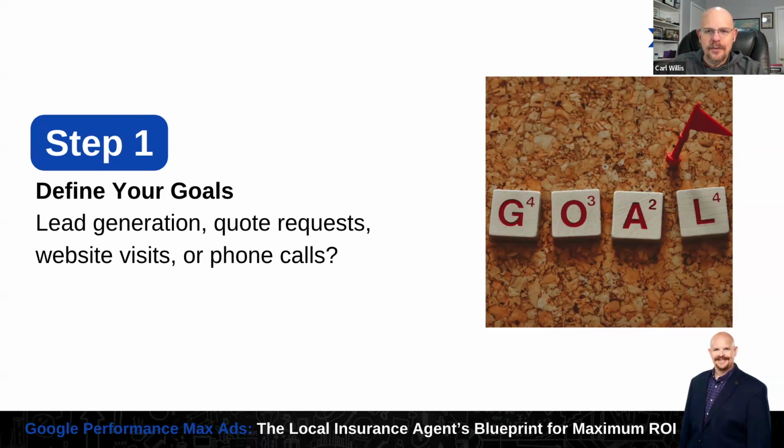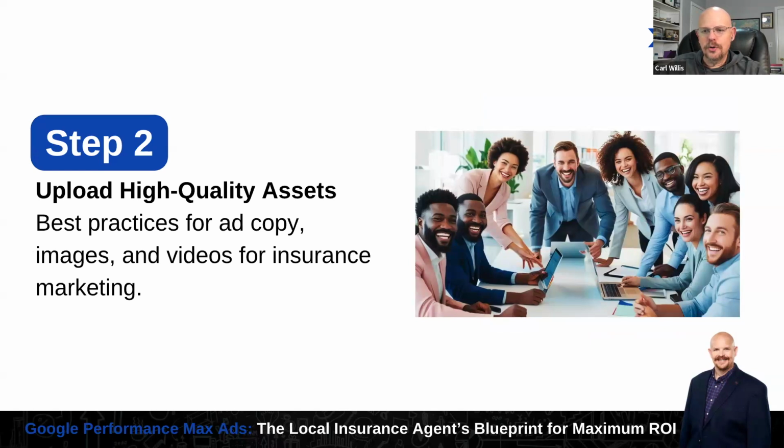The second step that we need to focus on, step number 2, is to upload high quality assets. And I can't stress this enough. High quality. Underline those two words if you're taking notes. Your best practices for your ad copy, your images, and your videos need to be high quality because Performance Max is going to use all three of those things. So if you're going to use Performance Max, you need to have video content, you need to have images, and you need to have text.